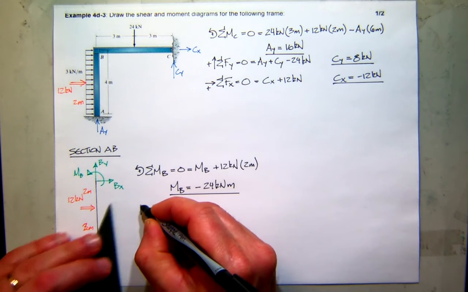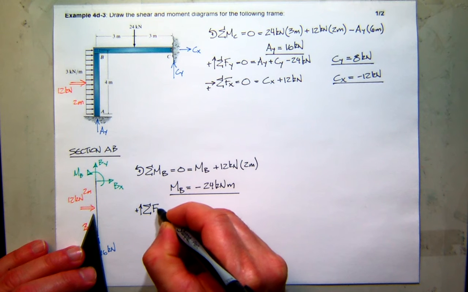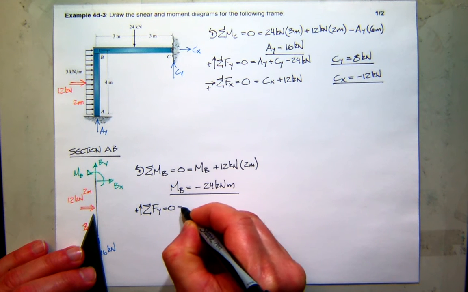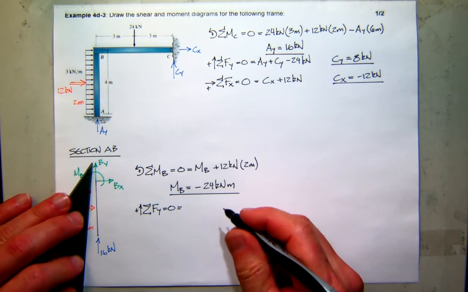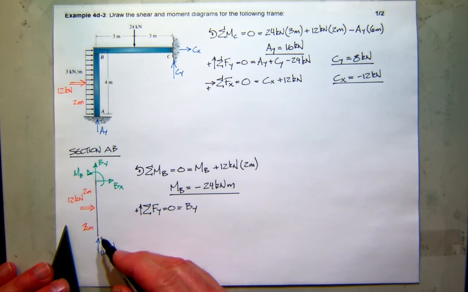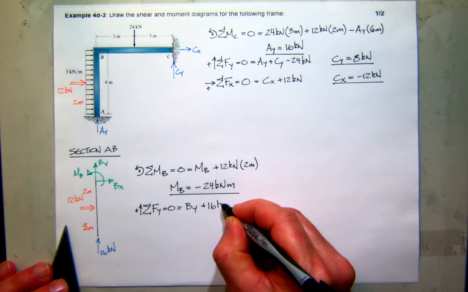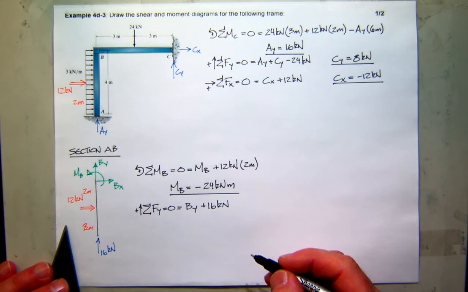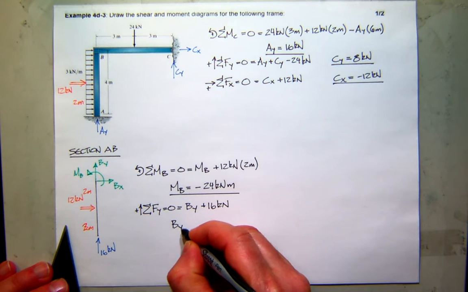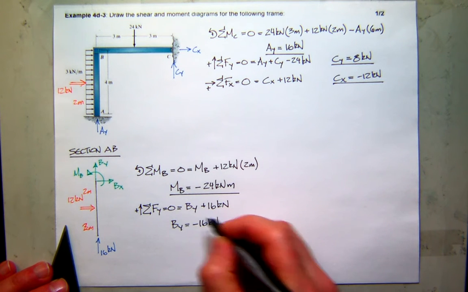I'll go ahead and sum forces in the Y direction. And when I do that, I have By, it's acting up. I got 16 kilonewtons, it's also up. That's positive. I don't think I have anything else. So therefore, By would be negative 16 kilonewtons. Same magnitude, just opposite direction.